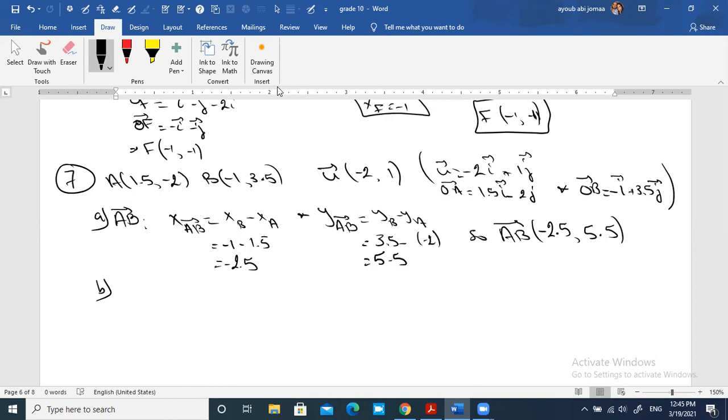Part B. Find the coordinates of M so that 3MA is equal to 2MB. You have to find the components, or the coordinates, of point M. We can insert point A.